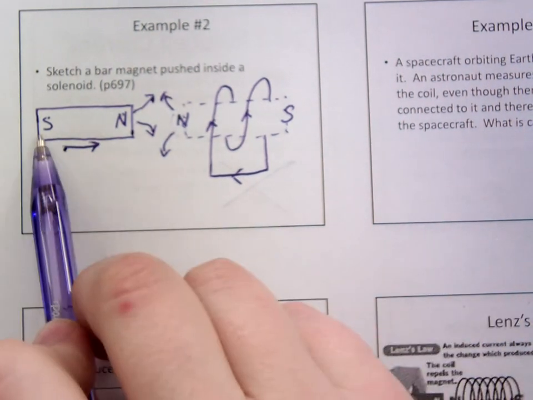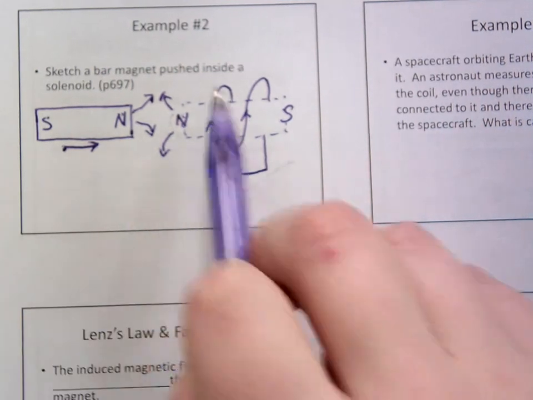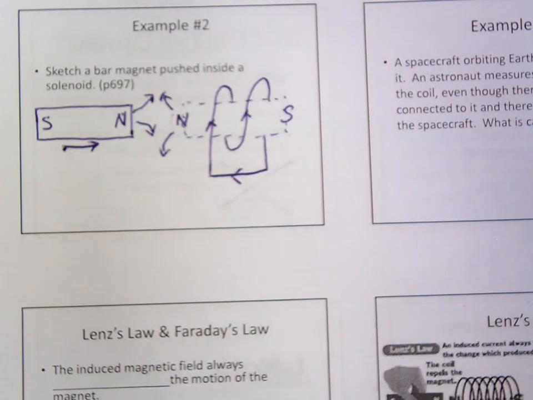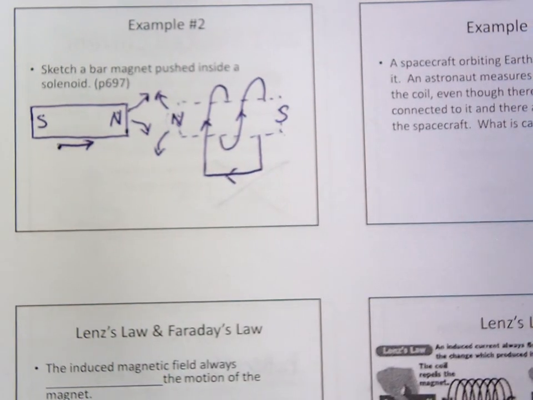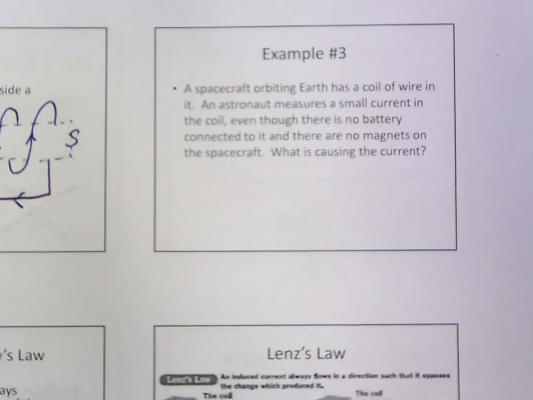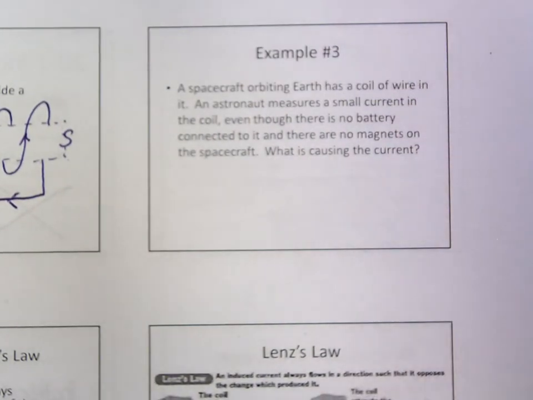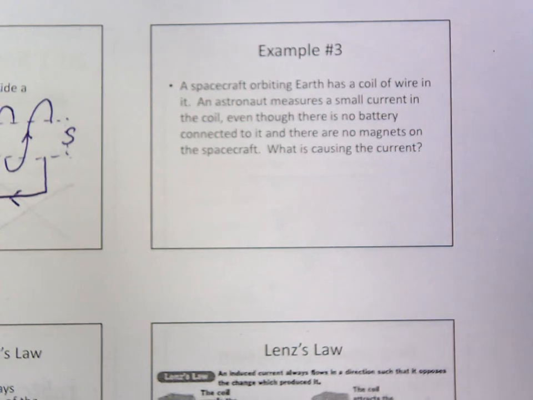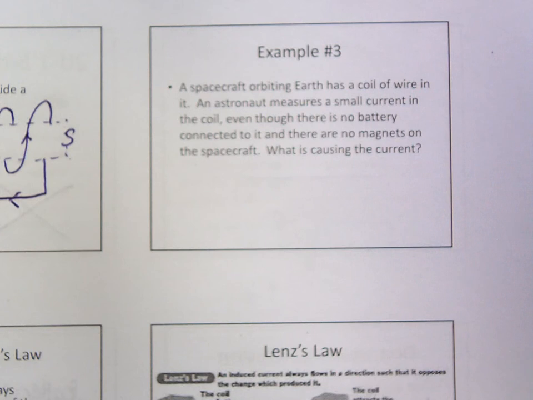So by moving this magnet towards or away from your coil, we get a magnetic field created inside the coil, which creates current going through the coil. So if we have a spacecraft orbiting Earth and there's a coil of wire in it, an astronaut would be able to measure a very small amount of current in the coil, even though there's no battery connected to it and there are no magnets on the spacecraft. So if there's no battery, there's no magnets on the spacecraft, what is causing the current? Think about that for a second.